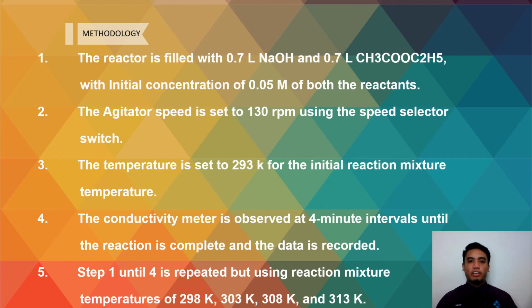Thank you to my colleague for the previous explanation. So now, I will continue to present on the methodology. So the first step is to fill the reactor with 0.7 liter of sodium hydroxide and ethyl acetate with initial concentrations of 0.05 molar for both reactants. The agitator speed is set to 130 rpm using the speed selector switch. Then the temperature is set to 293 Kelvin for the initial reaction mixture temperature. Then the conductivity meter is observed at 4-minute intervals until the reaction is complete and the data is recorded.